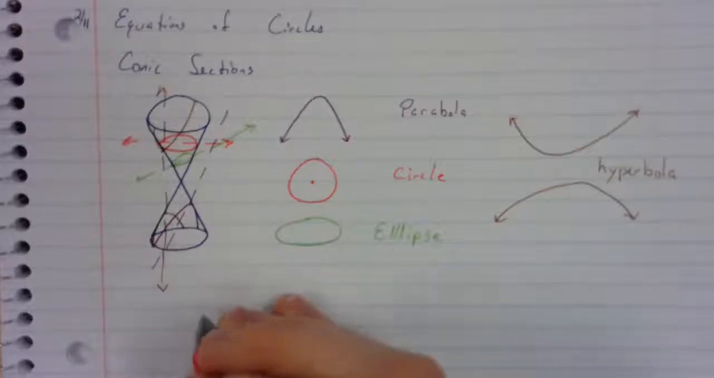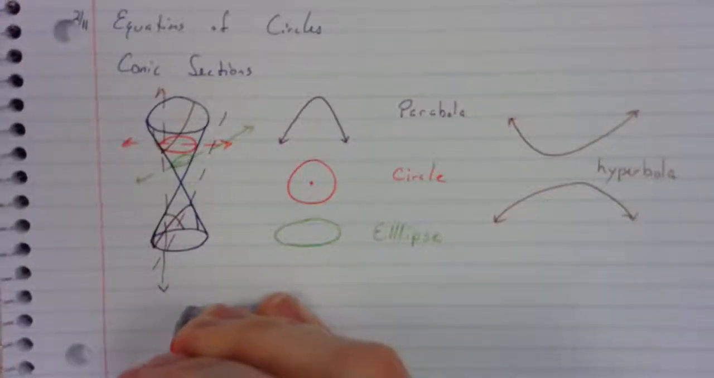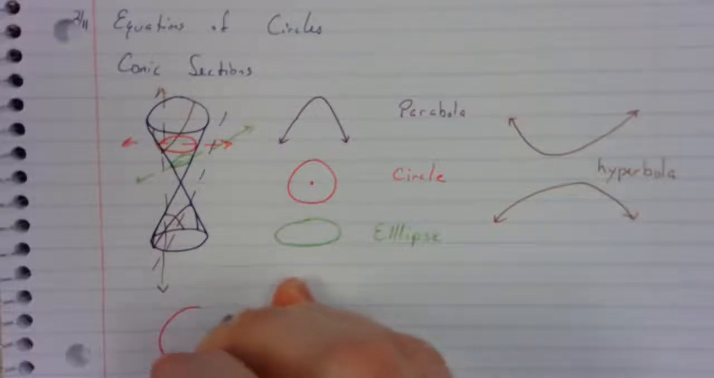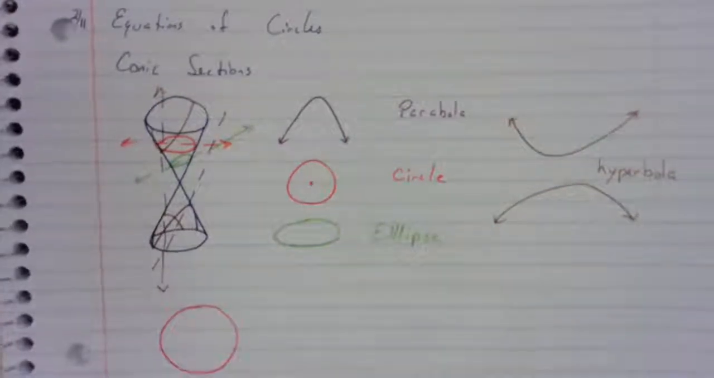So here, a circle. I'm going to draw a circle again, and so far I've been pretty lucky. They've turned out pretty good today. As you will find, drawing circles can be a little challenging.